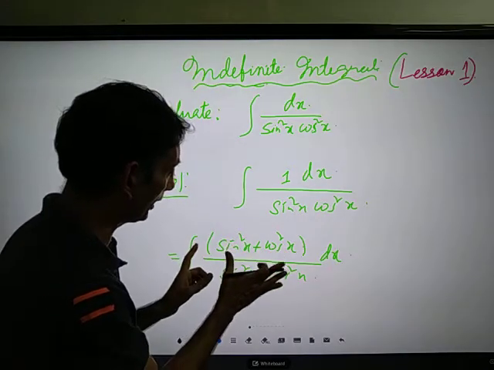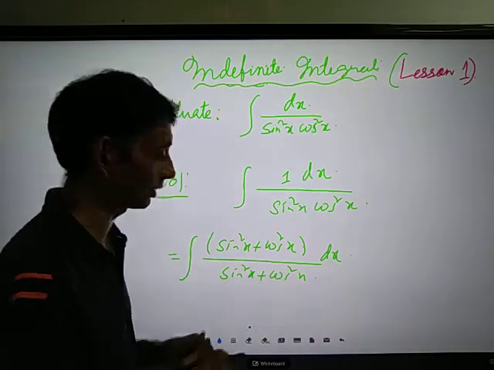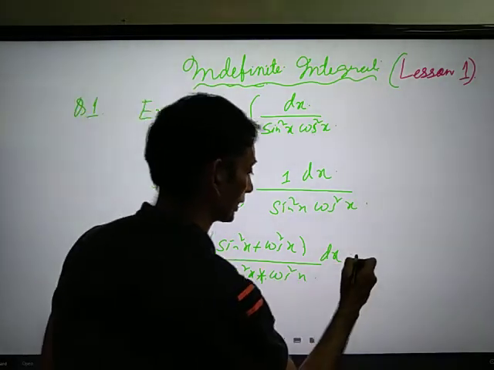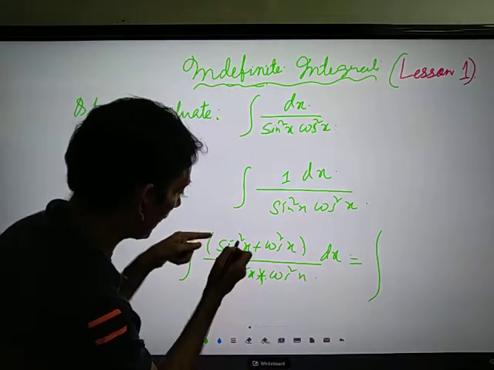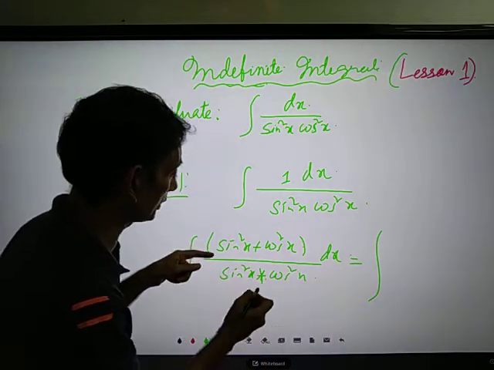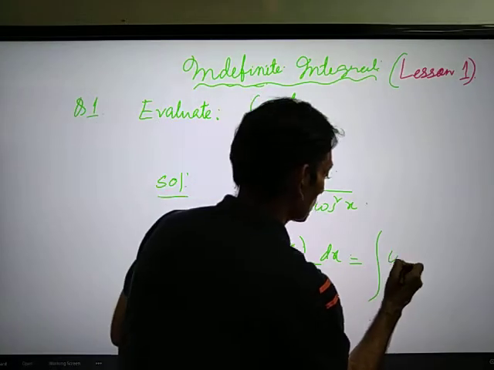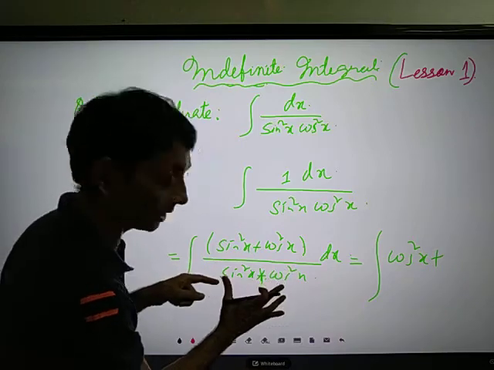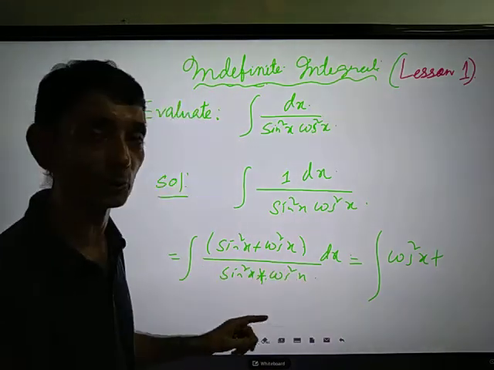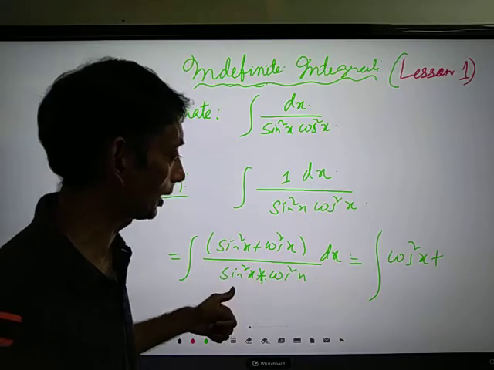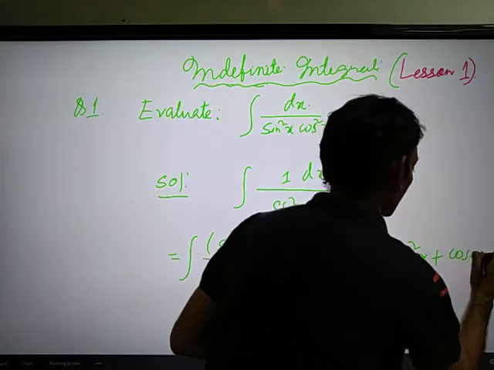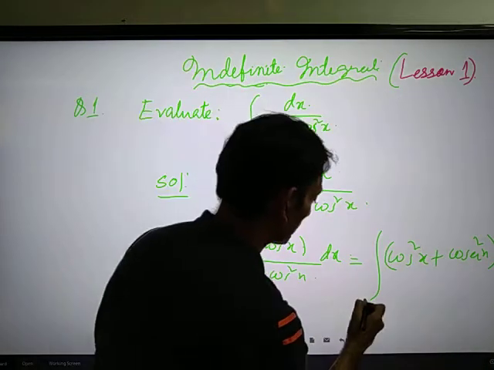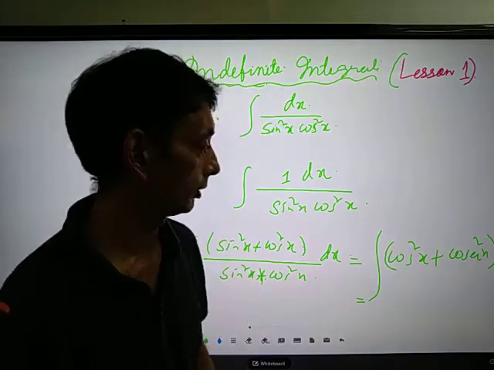Now it's a binomial, and we'll divide each term by sin square x into cos square x. If we divide sin square x by sin square x into cos square x, sin square x will get cancelled out, so we'll just get 1 by cos square x. Similarly, if we divide cos square x by sin square x into cos square x, then cos square x will get cancelled out, so we get 1 by sin square x. Now we can integrate. We have a direct formula for integration of these.